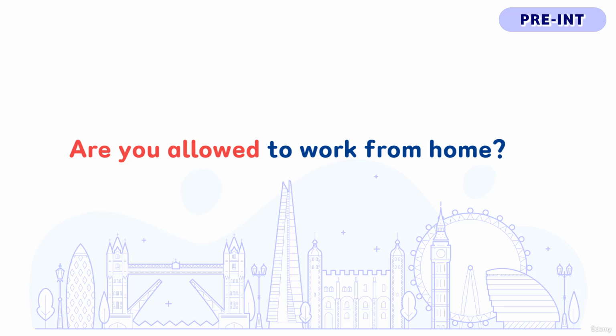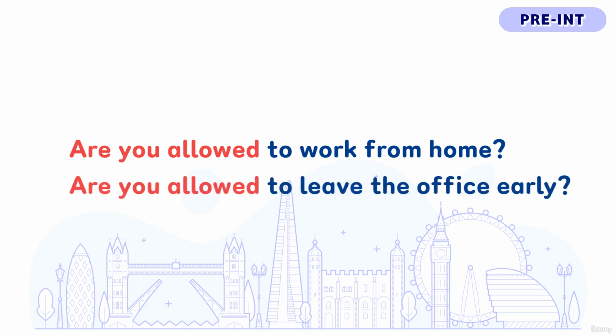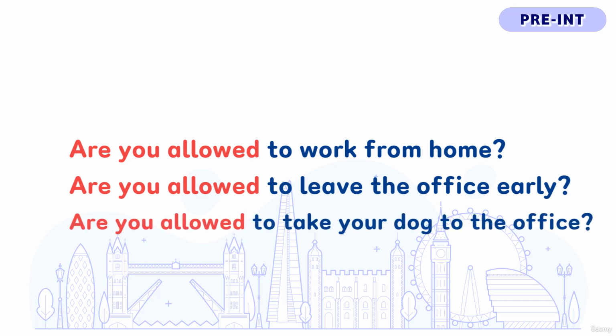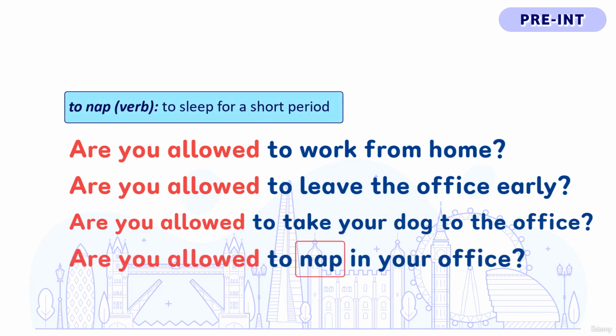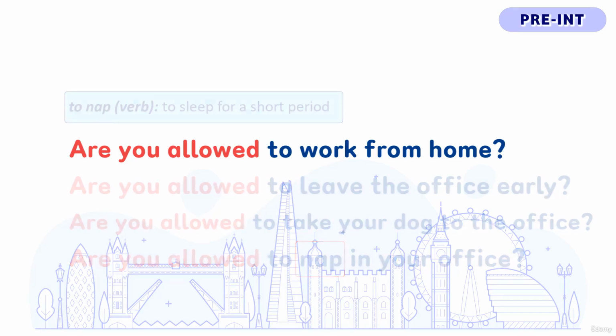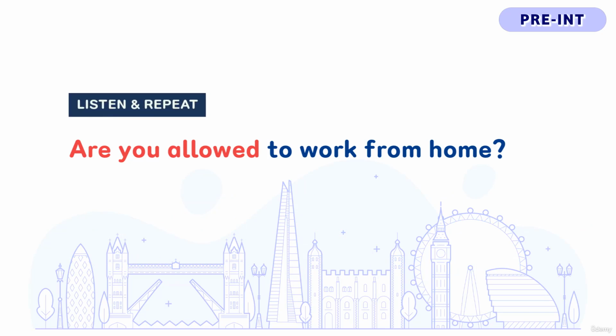Here are a few more example questions. Are you allowed to leave the office early? Are you allowed to take your dog to the office? Are you allowed to nap in your office? Nap is a verb and it means to sleep for a short period of time. Okay, so let's now do a speaking practice of these questions.